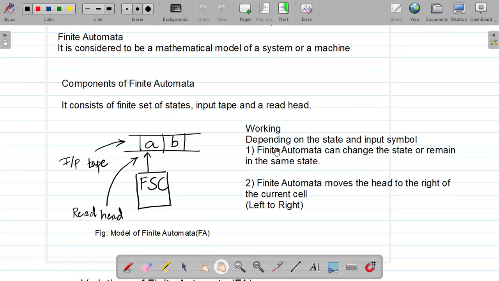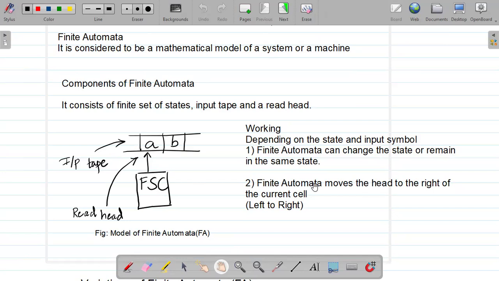So how does it work? Depending on the state and input symbol. There is a particular state here and an input symbol, in this case it is A. So depending on the state, which could be Q0 or Q1, in Q0, if we get A as the input, which state should it go into, or should it remain in the same state, depends on the problem. So this is the model of finite automata that we need to keep in mind when we are solving the problems. When we see the problems, we should remember there will be an input tape, a read head and a finite state control.